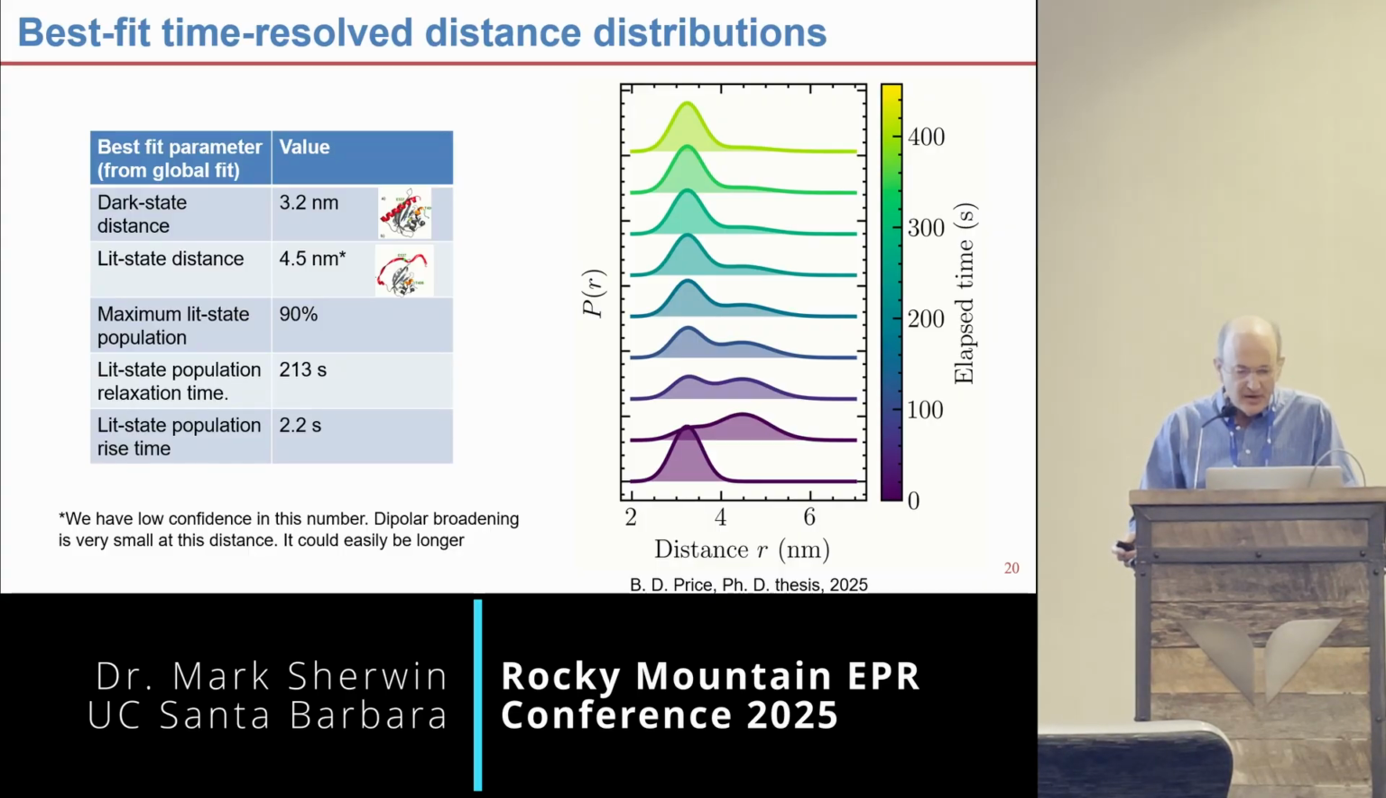The best fit parameters that we get from this are that the dark state distance is 3.2 nanometers, and the lit state distance is 4.5 nanometers. We have low confidence in this number because dipolar broadening is not very big for this distance. The maximum lit state population is 90%. So this flash of light turns 90% of the proteins into the lit state, which is something that you can't tell without doing a mechanical measurement like this.